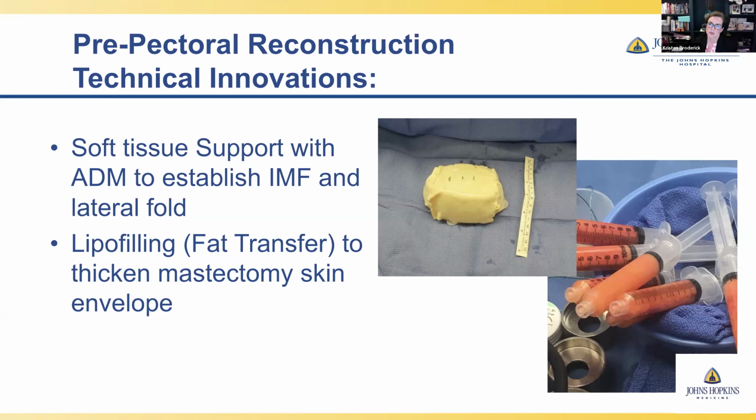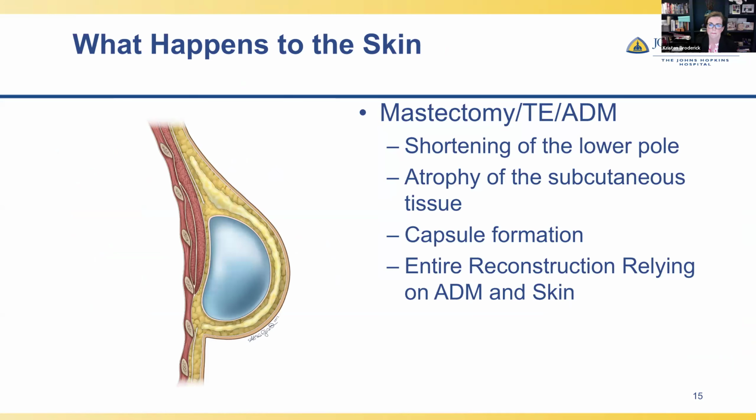But what we also found is because we are on top of the muscle, we don't have that muscle coverage anymore, which helps camouflage the top of the device. So we use lipofilling or fat grafting or fat transfer to thicken the mastectomy skin envelope in order to camouflage the device, which we had been doing for subpectoral reconstruction for a long time as well.